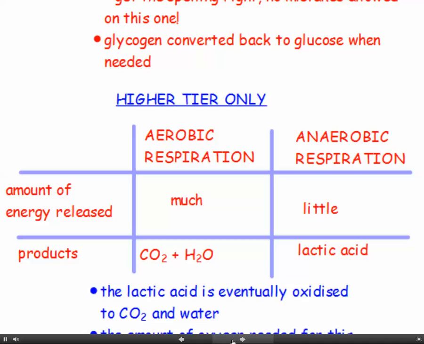Now if you're doing higher tier, you need to be able to explain that anaerobic respiration releases much less energy than aerobic respiration, and the reason is because glucose is incompletely broken down. And don't forget that the products of aerobic respiration are CO2 plus H2O, but in anaerobic respiration, in animal cells, it's lactic acid.